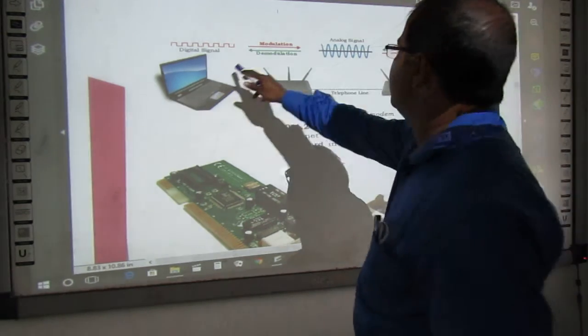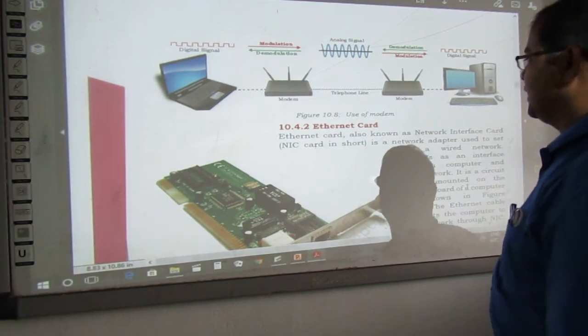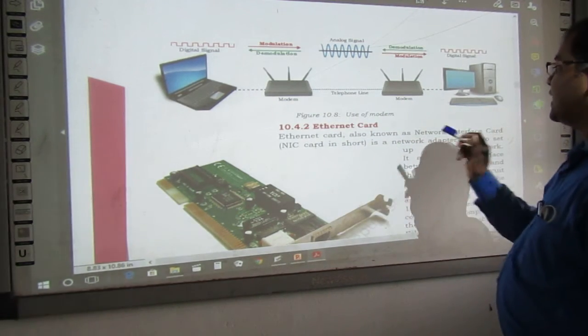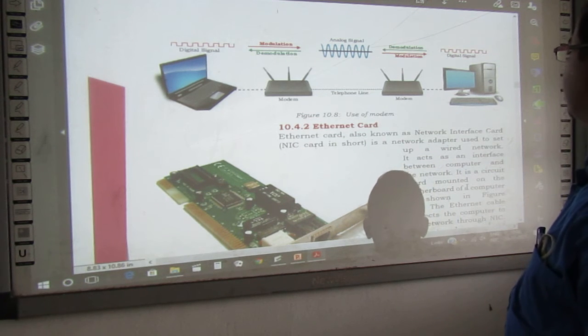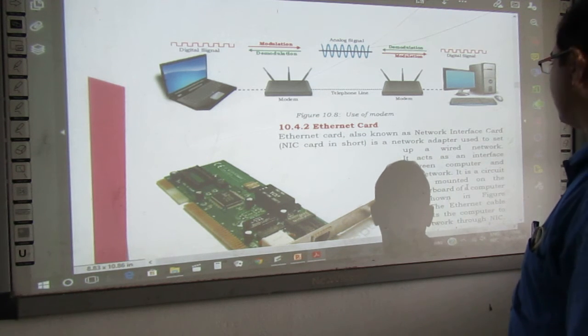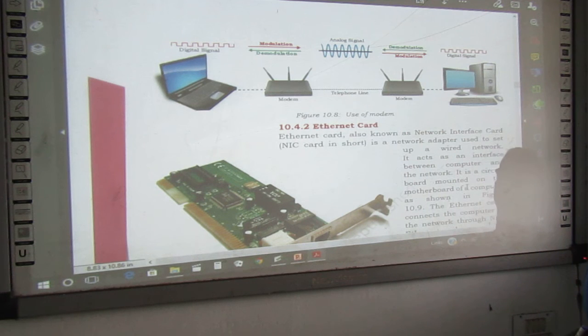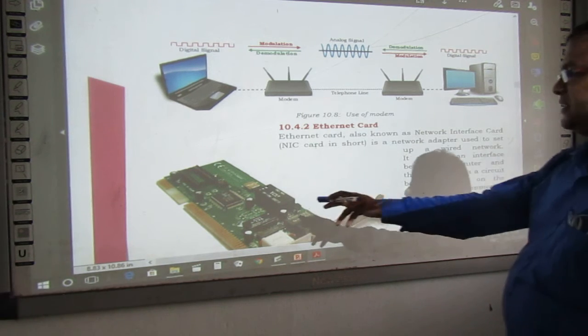Like in this picture you can see this. Then the Ethernet card, also known as the network interface card, NIC in short. It is a network adapter used to set up a wired network. It acts as an interface between the computer and the network. It is a circuit board mounted on the motherboard of a computer. You can see in the picture.